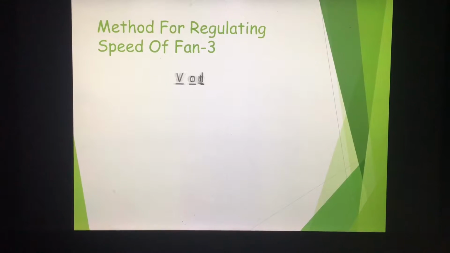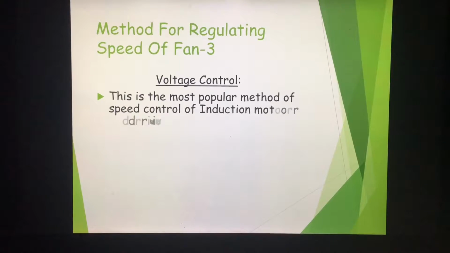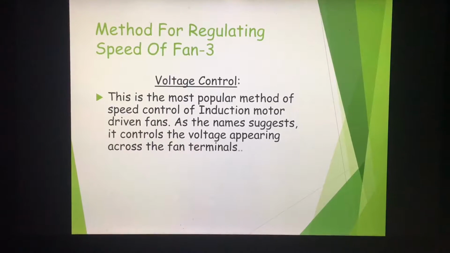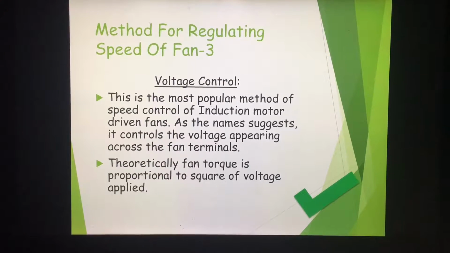Voltage control. This is the most popular method of speed control of induction motor driven fans. As the name suggests, it controls the voltage appearing across the fan terminal. Theoretically, fan torque is proportional to the square of the voltage applied.